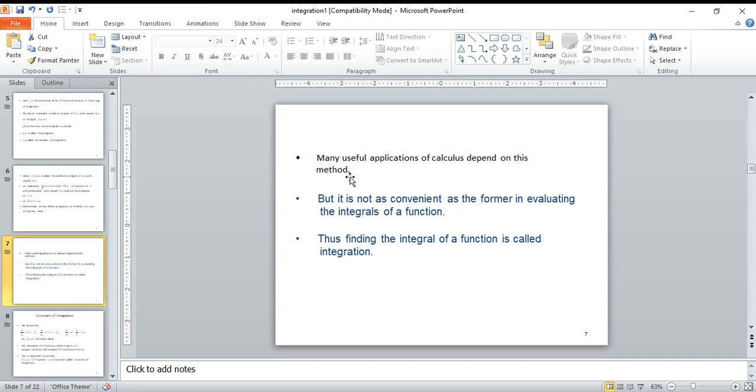Thus, finding the integral of a function is called integration, but it is not as convenient as the former in evaluating the integral of a function. Finding the integral of a function is called integration.